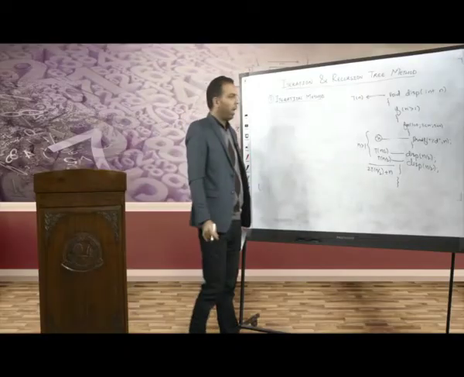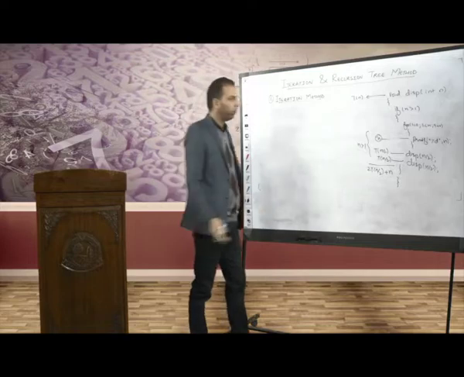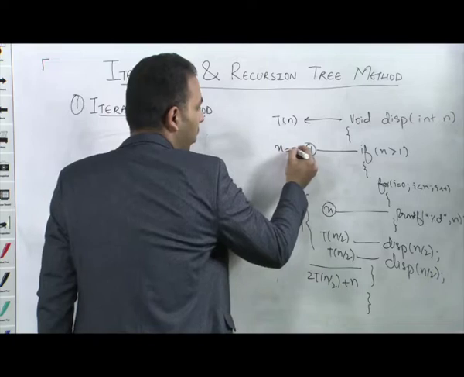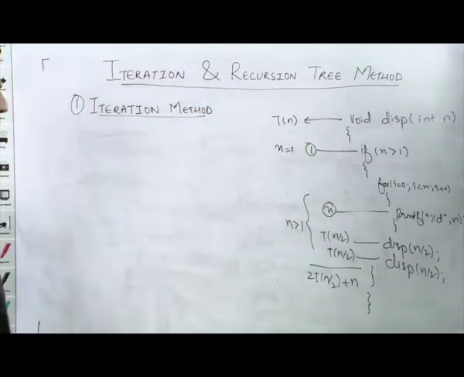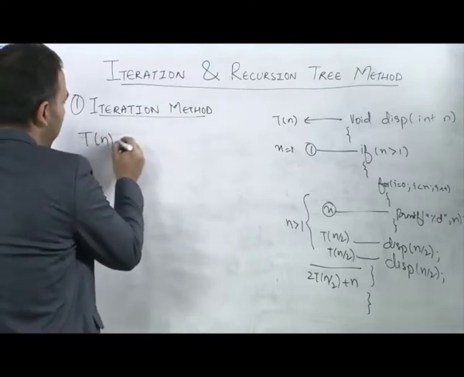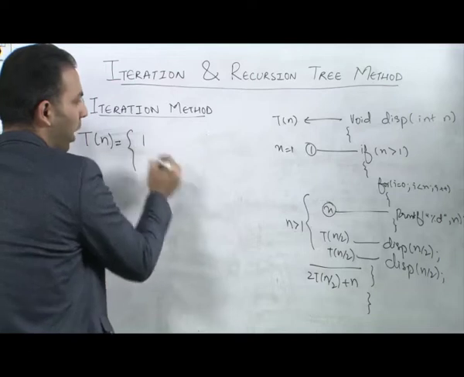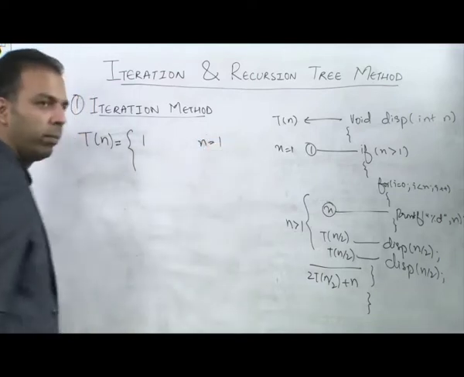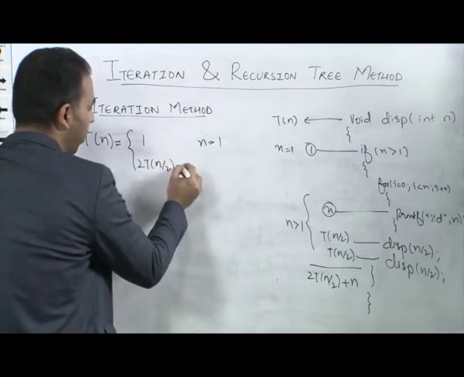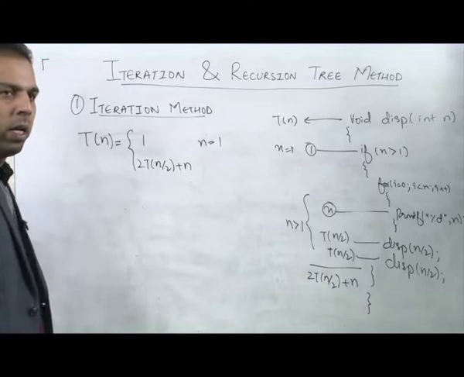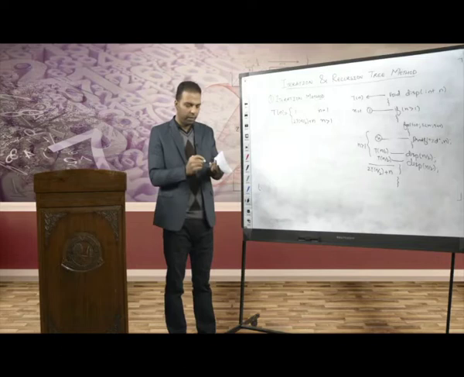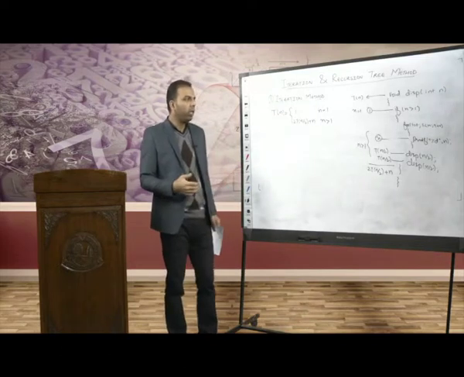And what will happen when n is equal to 1? It will only check this condition once. So now we have our recurrence. Our recurrence is T of n equals 1 when n equals 1, and it is equal to 2T n by 2 plus n when n is greater than 1. So you can see that we are learning multiple things here.